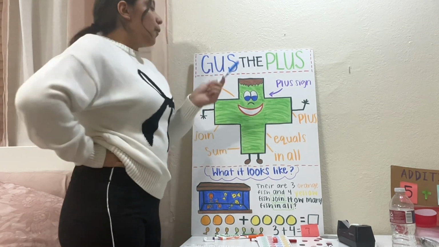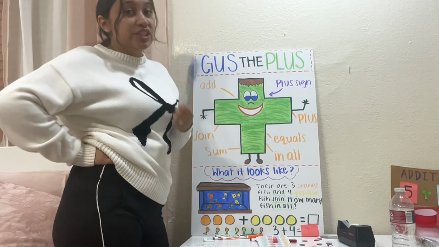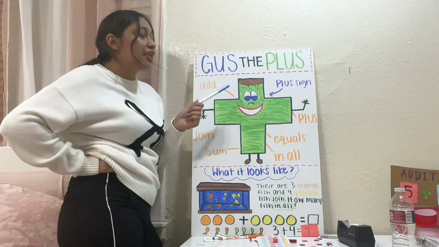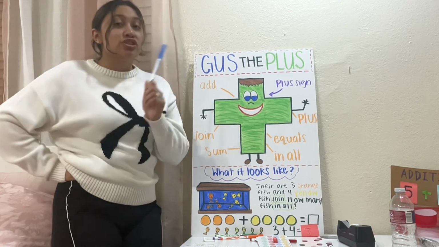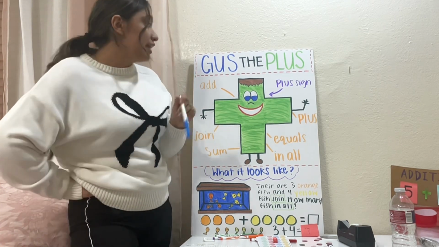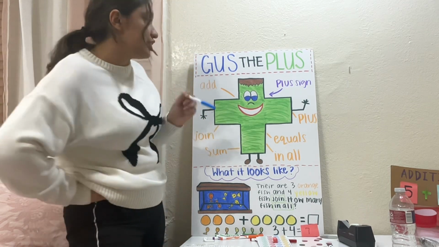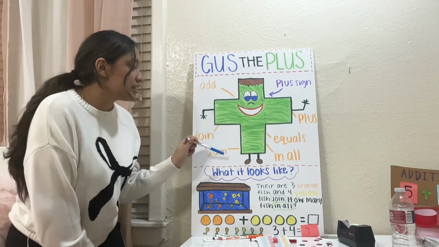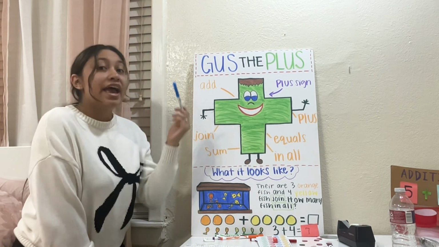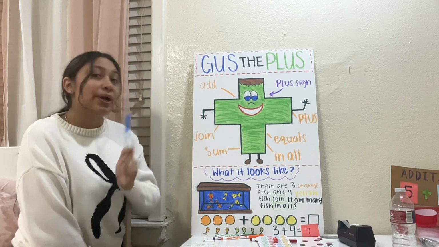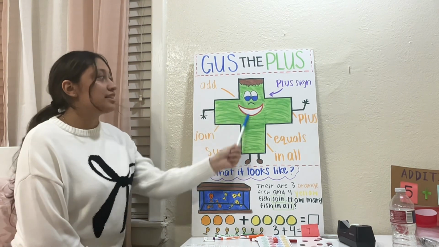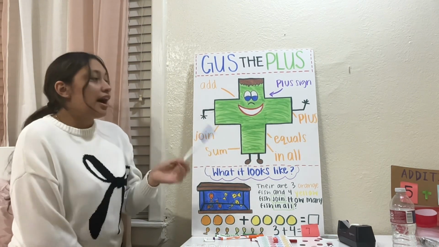So how do we know when we're going to add, or even use Gus the Plus? We're going to know when to add when we see these keywords, such as add, join, sum, all, equals, and plus. And when we see these words, we're going to know we're going to use our big helper, Gus the Plus, which is this big cross. How does this look?